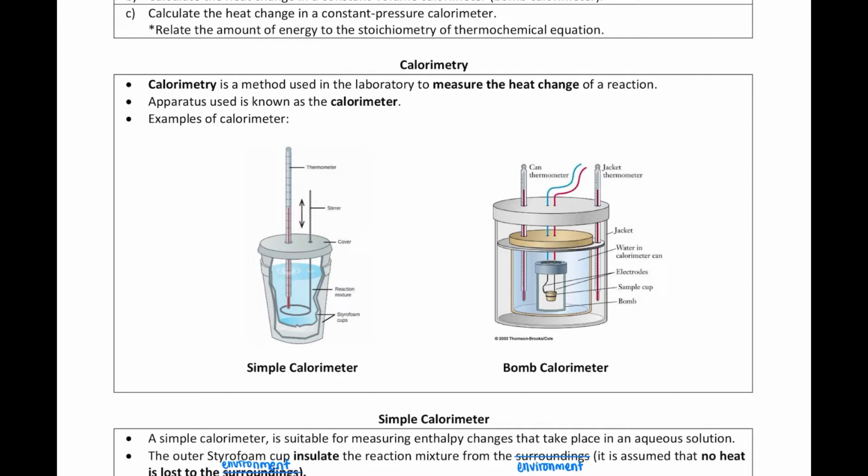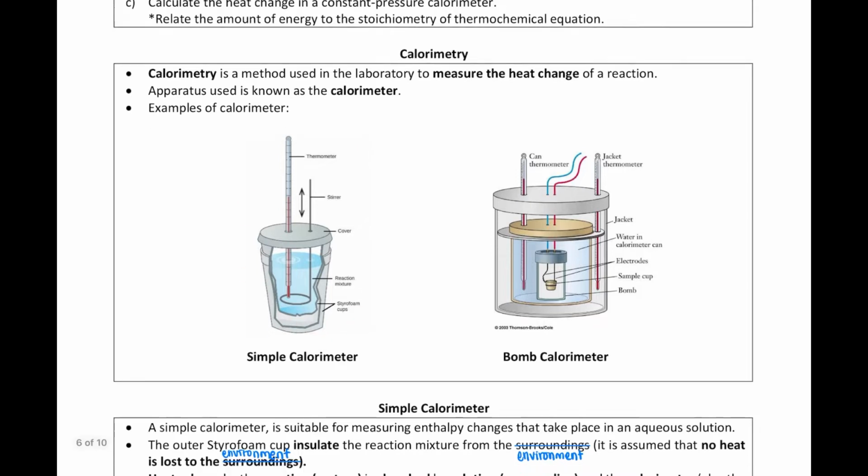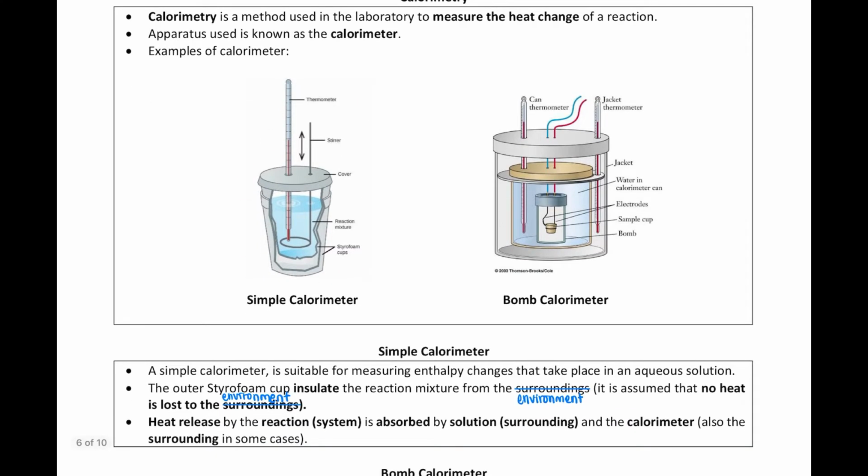Okay, so the first one is simple calorimeter, this one, and the next one is bomb calorimeter, which is this one. Okay, so for simple calorimeter, you can see lah memang sesuai dengan nama dia, memang simple pun. Cara pembinaan dia pun simple, because simple calorimeter is made up of styrofoam cup. Okay, styrofoam cup ni cup yang polystyrene yang putih tu. Okay, so and then ni ada stirrer, ada thermometer.